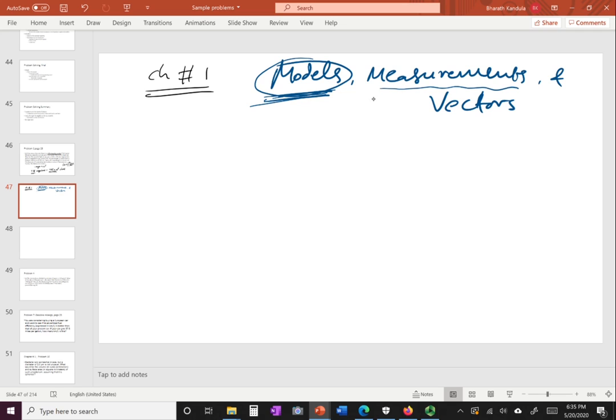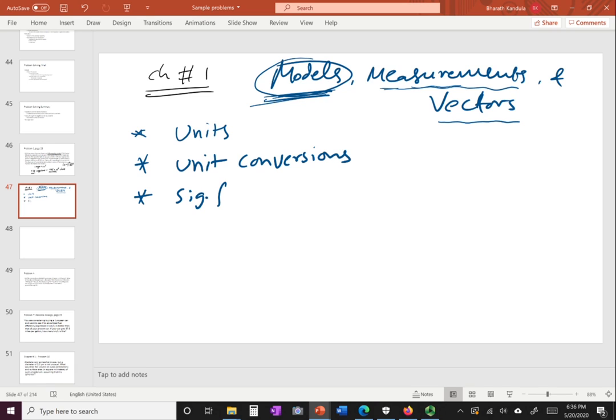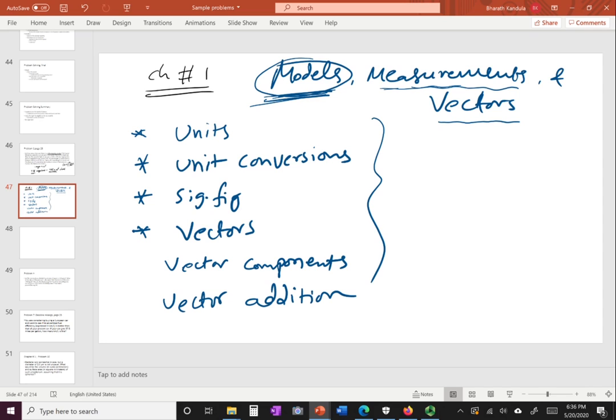And I told you physics is an experimental science. So we conduct experiments to verify theories. The measurements are an important part of experiments. So we measure physical quantities using measuring tools, and we also study vectors in this chapter. The main concepts in this chapter are units, unit conversions, significant figures, and vectors. So we study here vector components and vector addition. These are the major topics in chapter 1.